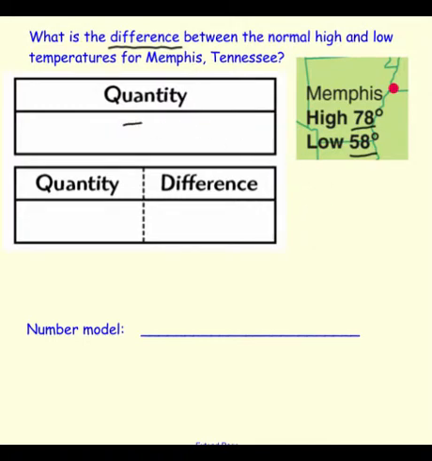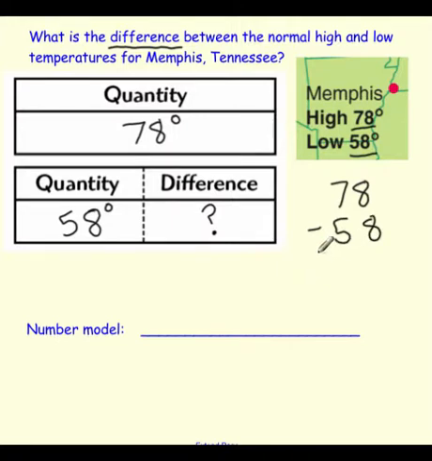One quantity or measurement is 78 degrees. Another quantity I have is 58 degrees. What is my job? My job is to find the difference. Difference means subtract. I'm going to solve the problem and subtract. 78 minus 58. 8 minus 8 is 0. 7 minus 5 is 2. And my answer is in degrees.